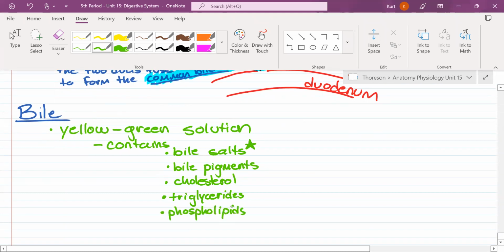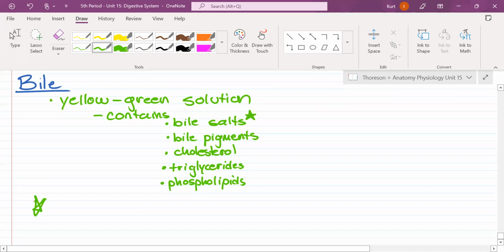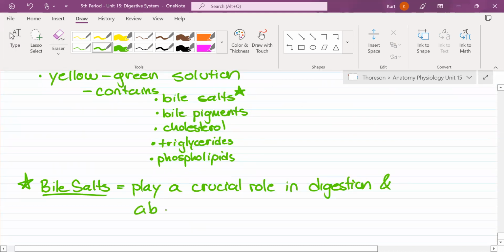Would anyone be able to tell me what cholesterol, triglycerides, and phospholipids all have in common? They're all lipids, or someone whispered. They are all lipids. They're nonpolar. They're made of carbon, hydrogen, and oxygen. Okay, well, here's why I put a little star next to bile salts. Bile salts are actually very important. That's an ugly star. That's better. Bile salts play a crucial role in digestion and absorption of fats.